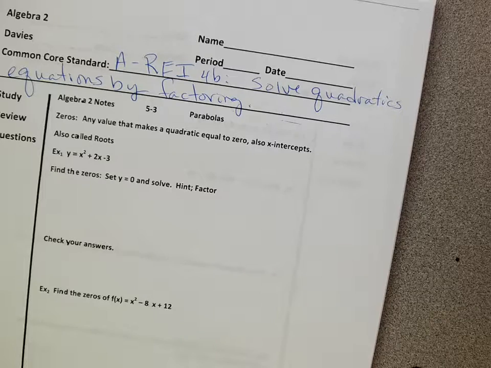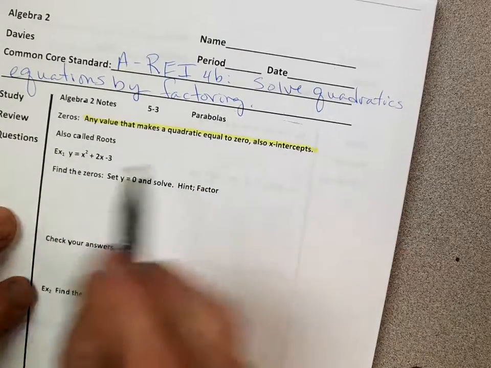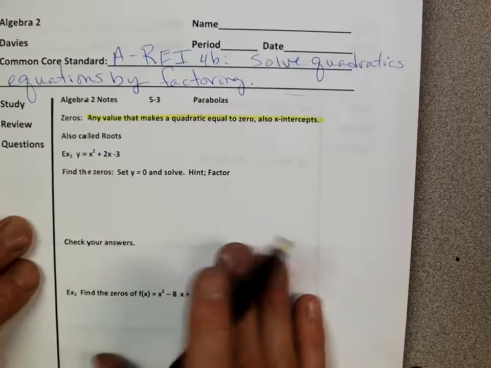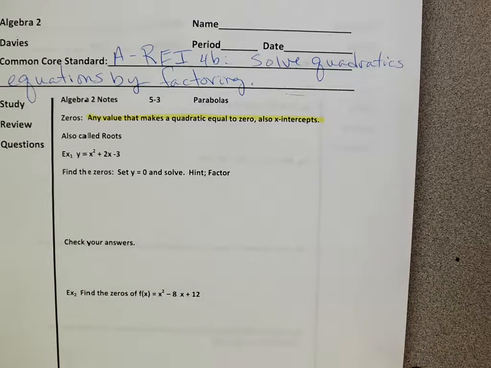Okay, so first of all, zeros. Here it is. Any value that makes a quadratic equal to 0. They're also x-intercepts. We talked about that, right? So it's any value that makes a quadratic equal to 0. They're also x-intercepts. Okay. So now example 1.